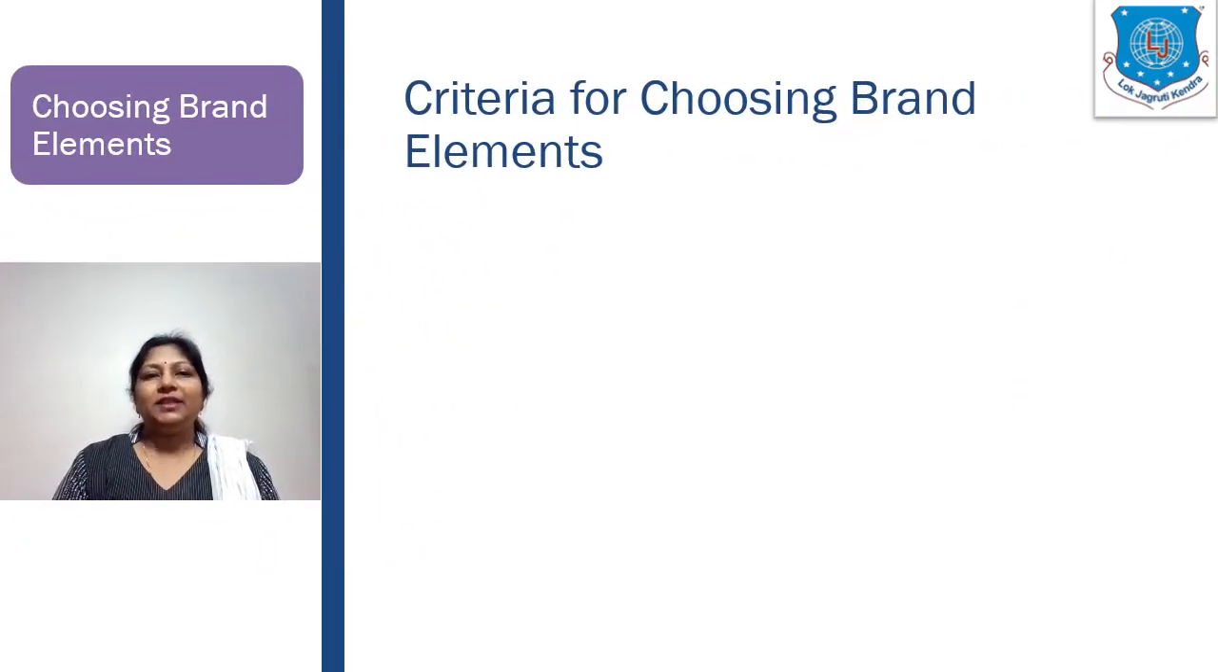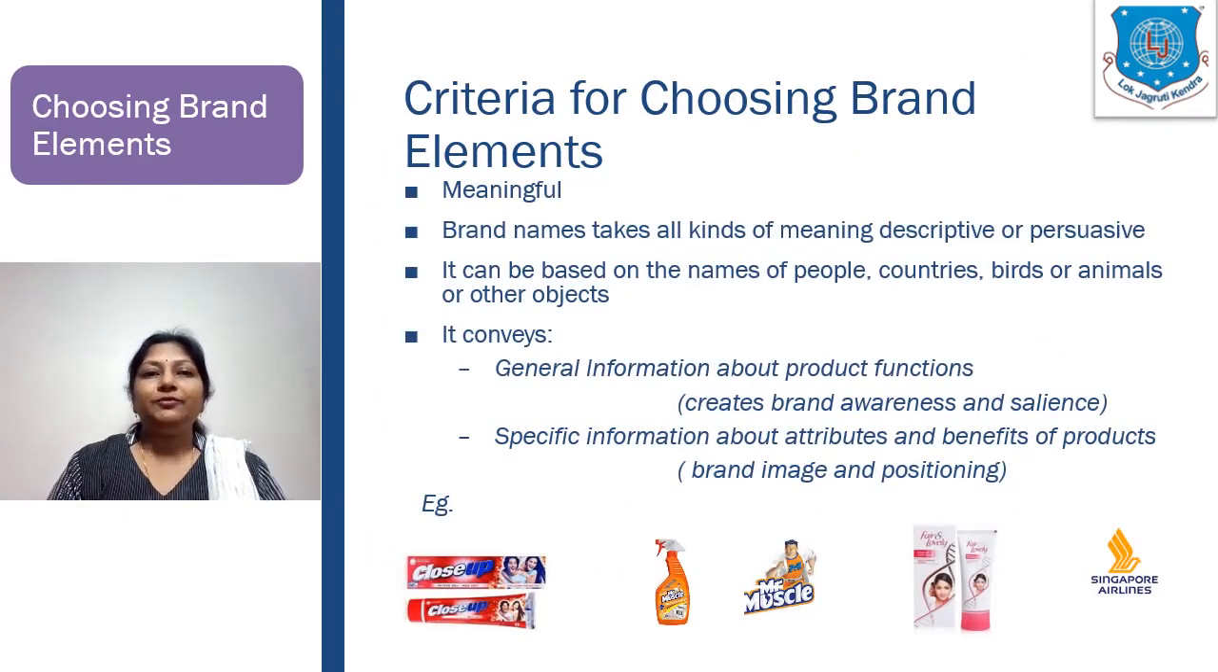The second criterion is being meaningful. Here, the marketers need to ensure that the brand elements take on either descriptive or persuasive meanings along with their names. This could be general information about the nature of the product category, or specific information about a particular attribute or benefit of the brand. This is important to develop awareness and recognition for the brand.